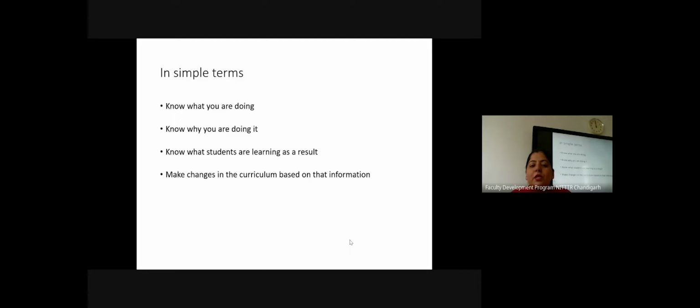So when it comes to the learning outcome in simple terms, the teacher needs to define what you are doing as a teacher. In a classroom environment, whatever you are doing as a teacher, you must know why you are doing it, and know what the students are learning as a result. So whatever teaching practice is being followed by you, is your student able to get something out of that?